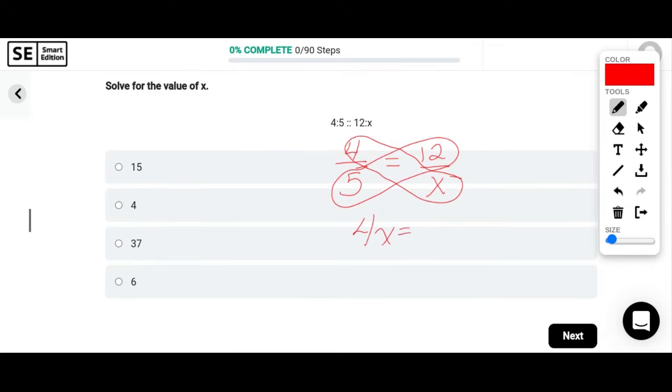4 times x will equal 5 times 12, which is 60. Divide each side by 4. And x would equal 15.